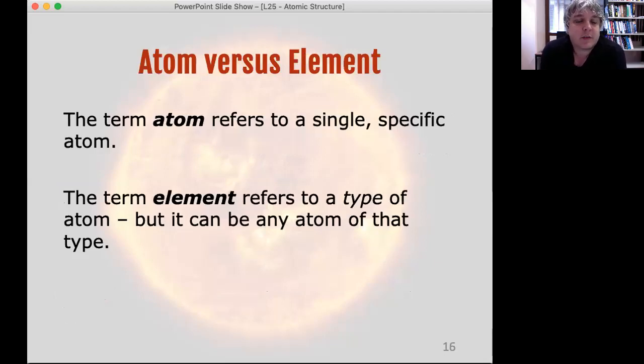Just a little bit of linguistics. The term atom refers to a single specific atom. If you say, I've got a hydrogen atom, you're talking about one specific atom which happens to be hydrogen. If you talk about an element, then you are talking about a type of atom, but it can be any atom of that type. Right? So if you just say the element hydrogen, you could be talking about any hydrogen atom or all of them. Whereas if you just talk about a hydrogen atom, you're talking about a single specific one. It might be a real one or it might be a hypothetical one, but you're talking about that specific one.